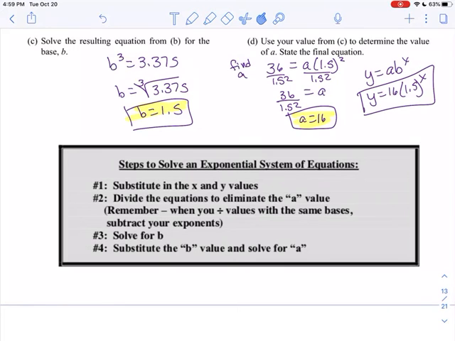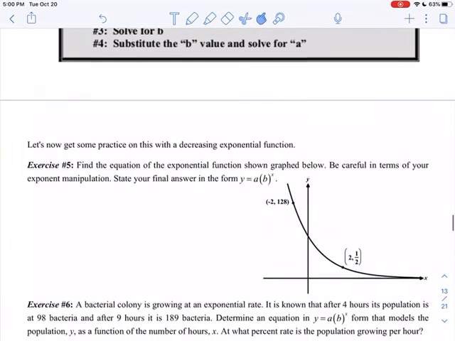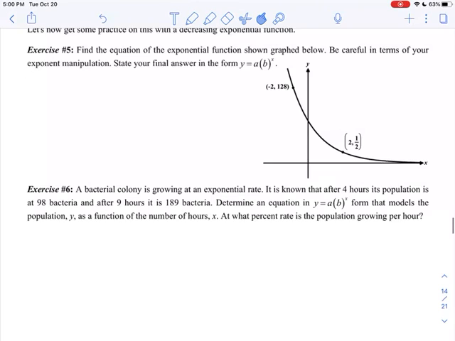So there's a little summary here on how to do that. Basically you substitute in the x and y values. You divide the equations to eliminate the a value. Remember, when you divide values with the same bases, you subtract those exponents. Make sure you're putting the higher exponent on top so you don't have a negative. You solve for b, and then you go back to either equation. It doesn't matter which one, and you then solve for a. All right, so let's practice that. Let's look at one more on the next slide.